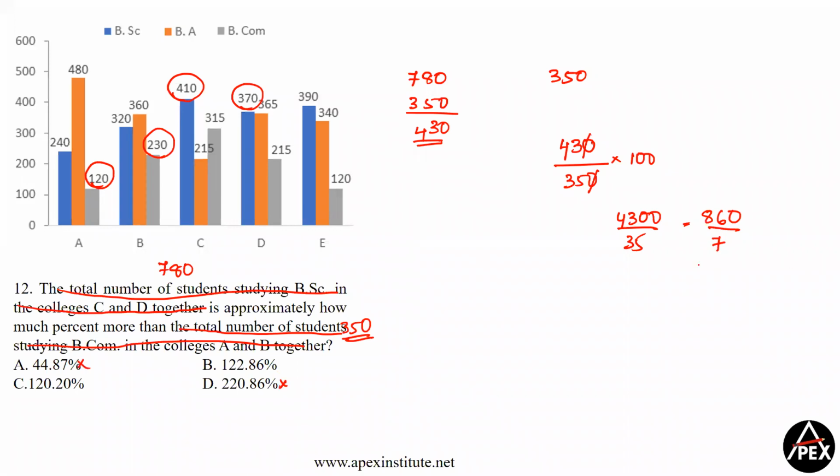So these two, the remaining options are close. So let me find the actual value. 120 is 840. You have 20. So 122. You have 60. So 122.8. So yes, option B. Option B, 122.85. Perfect. Any doubts, guys?